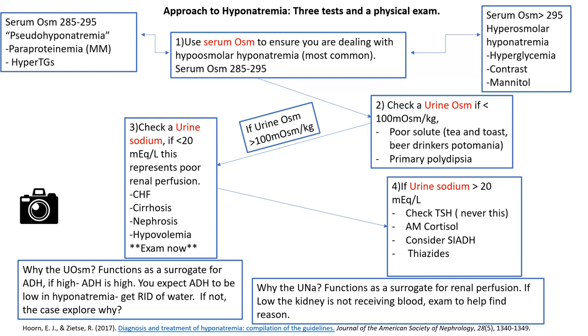Most of the time, we're going to be dealing with a hypoosmolar hyponatremia with a low serum osm. So then where do we go here? So let me ask you guys this. Antidiuretic hormone, do you expect that to be increased or decreased in a patient with excess water? Decreased, right? It'd make no sense to ramp up antidiuretic hormone and hold on to water if you already have excess water. So we would expect antidiuretic hormone to be low in hyponatremic patients, right?